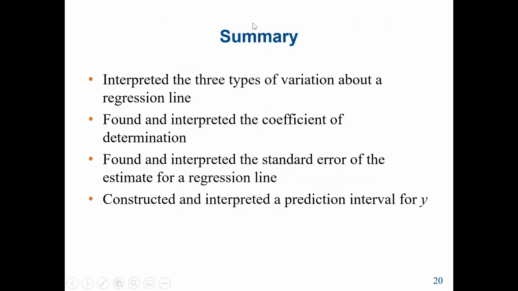So again, we finished with these lectures. In these lectures, we explained the basic concept of the three types of variations about a regression line. We also learned how to find the coefficient of determination and explained what the coefficient of determination is. We also found the standard error of the estimate for the regression line. We shall go into more detail on this topic when we cover the t-tables or hypothesis testing concept.